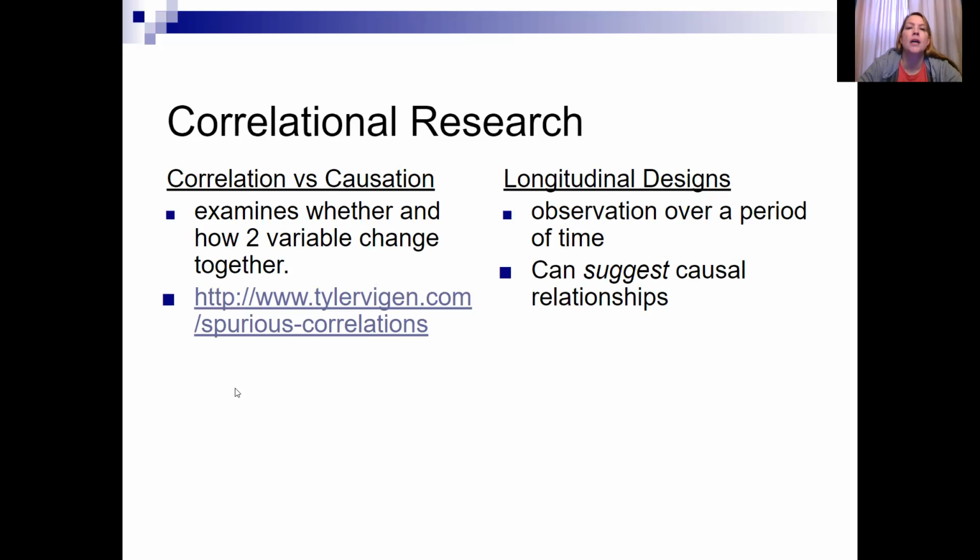Okay, so correlational research is the next type. And if you remember anything from what I say today, remember this: correlation does not imply causation. Correlation does not imply causation. So we look at two variables and we look at how they change together, but we can't say for sure that one is causing the other thing. Here's an example of that.